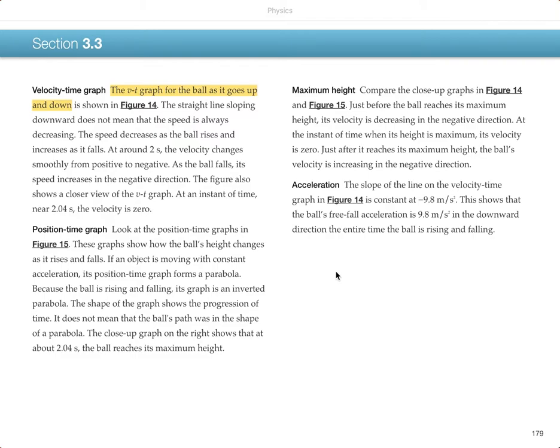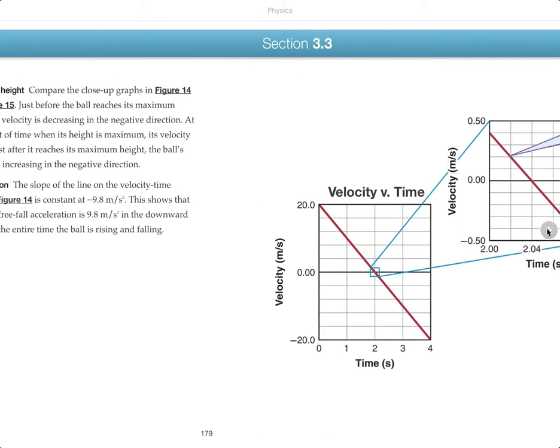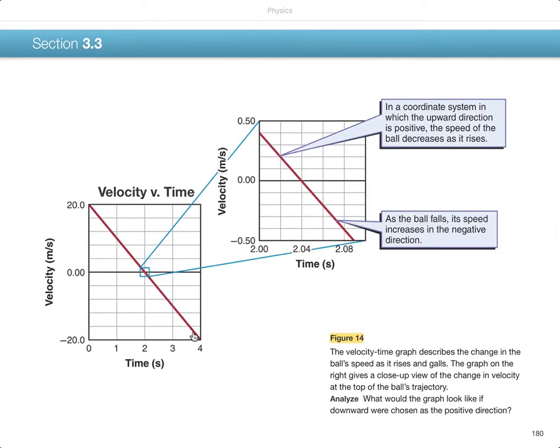Now let's look a little bit more carefully at the velocity time graph, and in a minute the position time graph, for an object as you throw it up in the air and it comes down. Here's the velocity time graph. I guess the first thing to note is that it's a straight line with a negative slope. Well, what does the slope of a velocity time graph mean? Well, it's acceleration. And acceleration is 9.8 meters per second down, or negative. So the slope of this line is minus 9.8 meters per second.